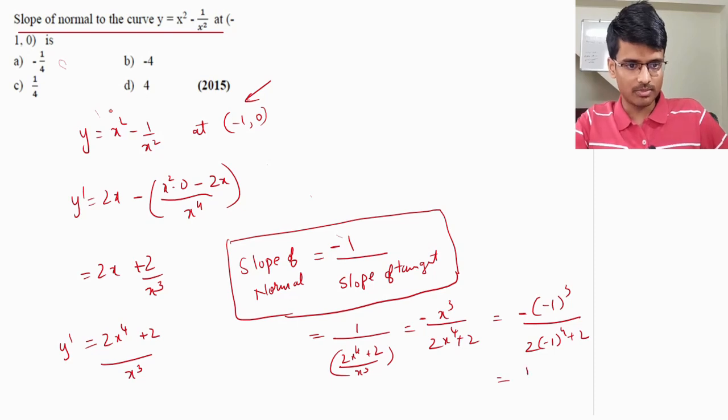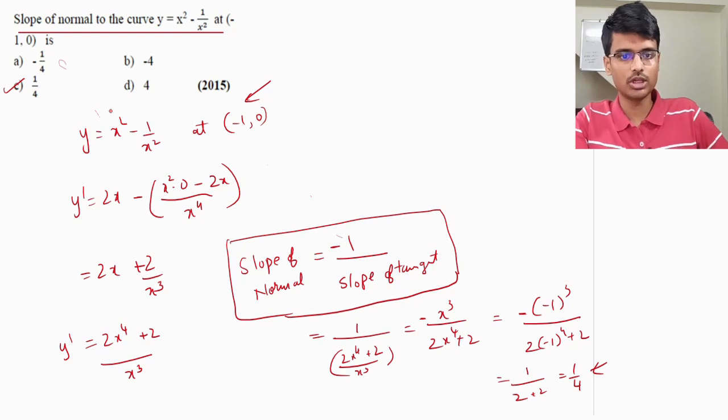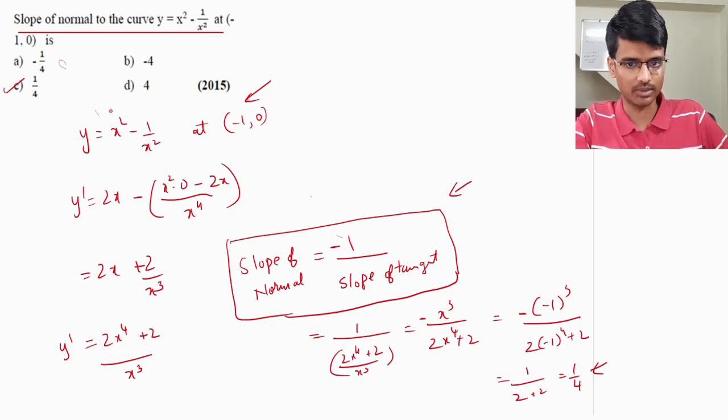Minus 1 cube is minus 1, so 1, 2 plus 2, so this is 1 by 4. So the slope of the normal at that point is 1 by 4. So the correct answer is option C. So this is how you solve these type of questions. You need to know this relation: slope of normal is equal to minus 1 by slope of tangent.